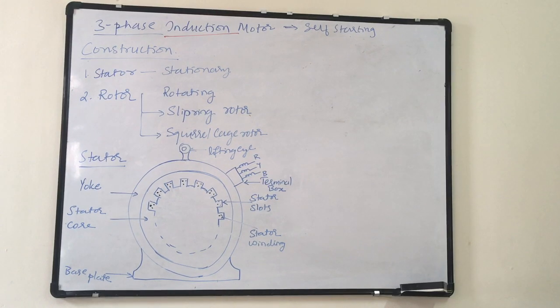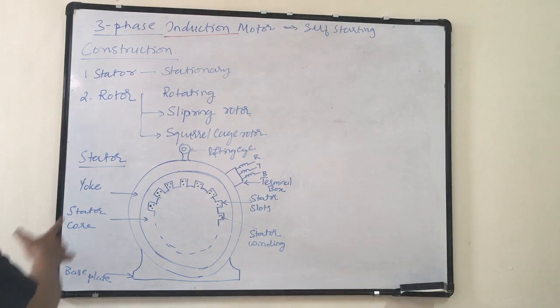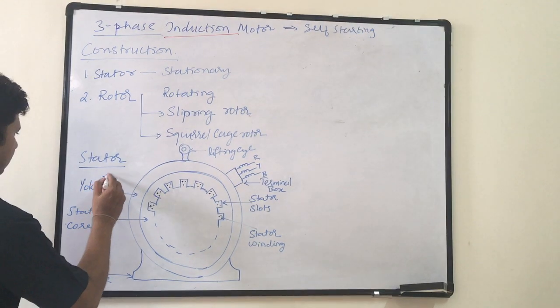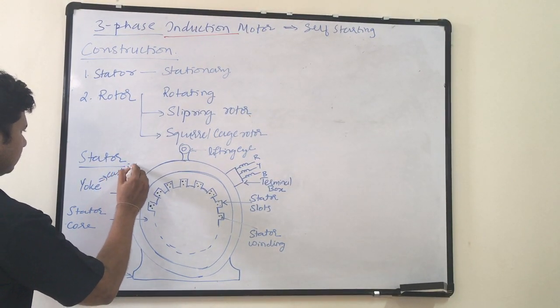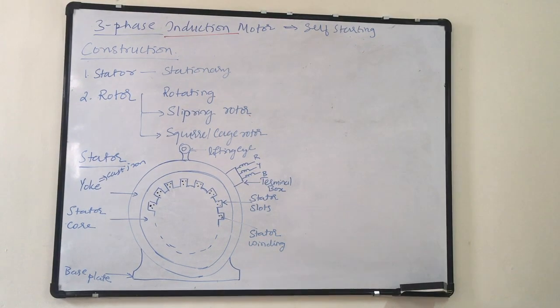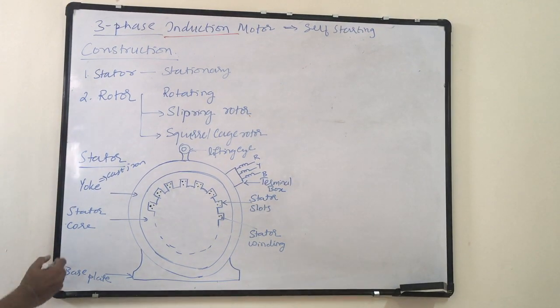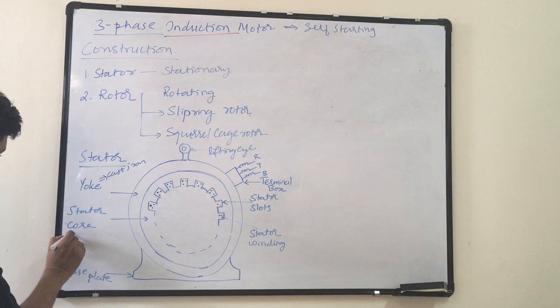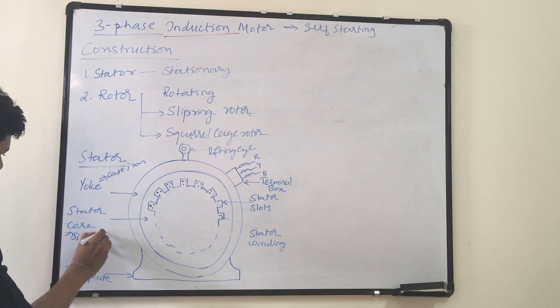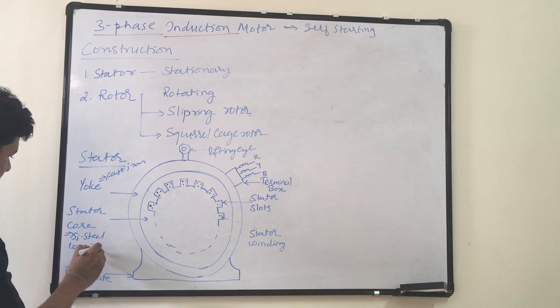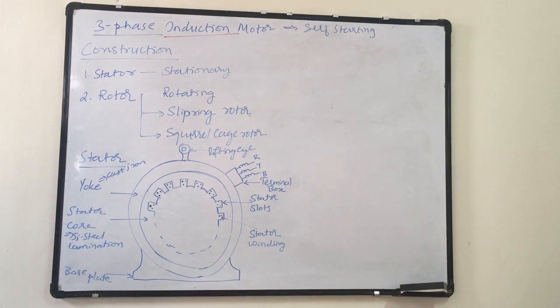Fine. The stator yoke is made up of cast iron, because it should be very hard and brittle. It should withstand all the mechanical impact. The stator core is made up of silicon steel laminations. Silicon steel is a very good magnetic material. Laminations we use to reduce eddy current losses. This we already discussed. The base plate is again made up of cast iron.